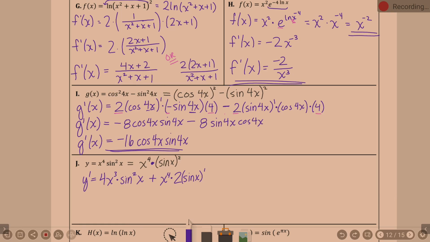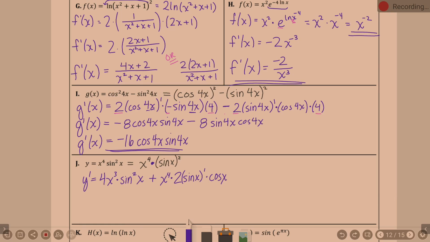Then, once you do the outside, now we're going to do the derivative of the inside. What's the derivative of the inside? Derivative of sine x is cosine x. And the derivative of the inside here, well, x is your inside, and the derivative of x is just 1. You don't have to worry about that.